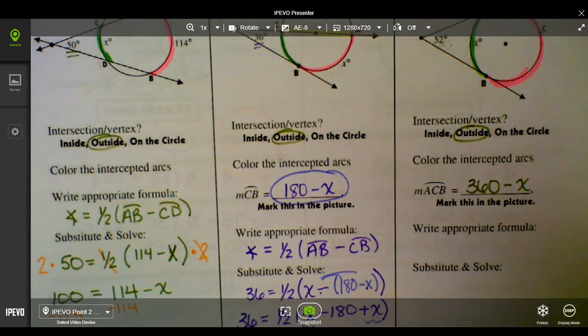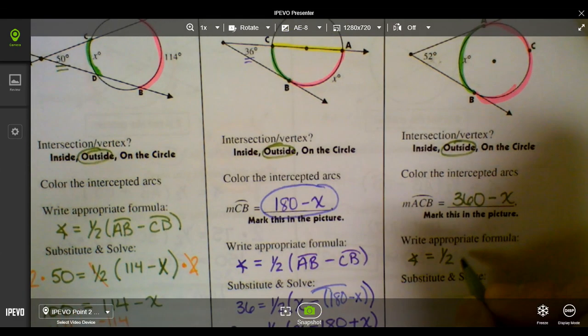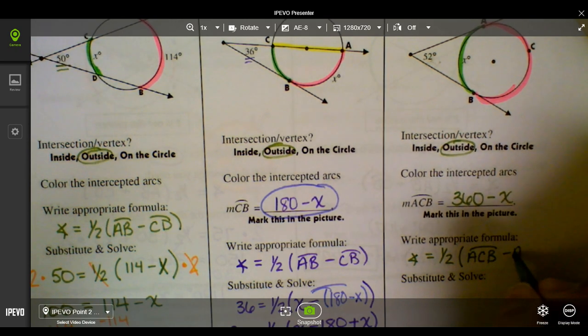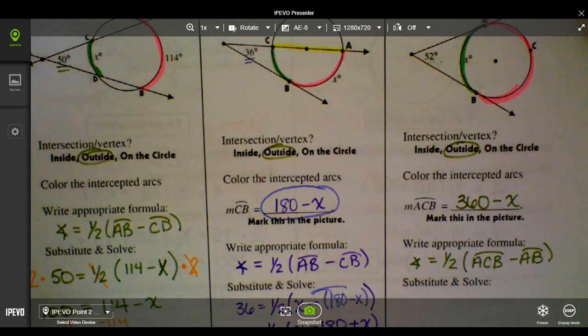Write the appropriate formula, the same exact one that we've been using forever. So we are taking the major arc. We have to write three letters, A, C, B. We're subtracting the minor arc of A, B. Okay, now we're just going to plug stuff in.